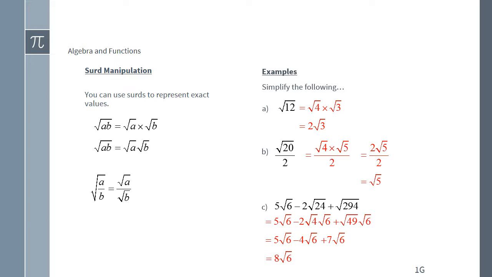So we simplified it. We found a common surd, root 6. We've made sure that's the smallest surd we can possibly get, and then we've combined like terms. In this case the like terms are in terms of root 6 to get 8 root 6.